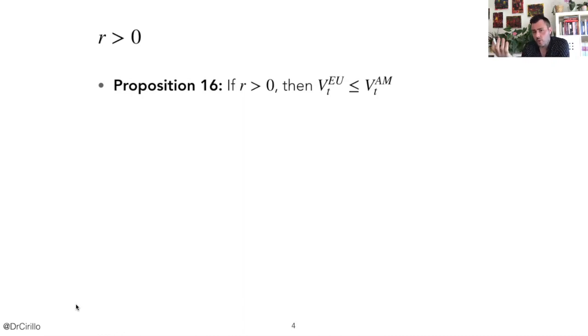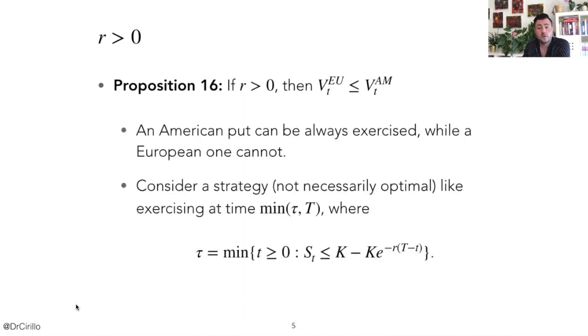There are many ways. I think that a very nice proof relies on a simple strategy, which is not necessarily an optimal one. So if you want, you can try to improve that strategy. But the fact that we have this strategy is already sufficient to prove our claim. Now, what do we say? We know that our American put can be exercised at any time, and this is very important. Now consider the following strategy.